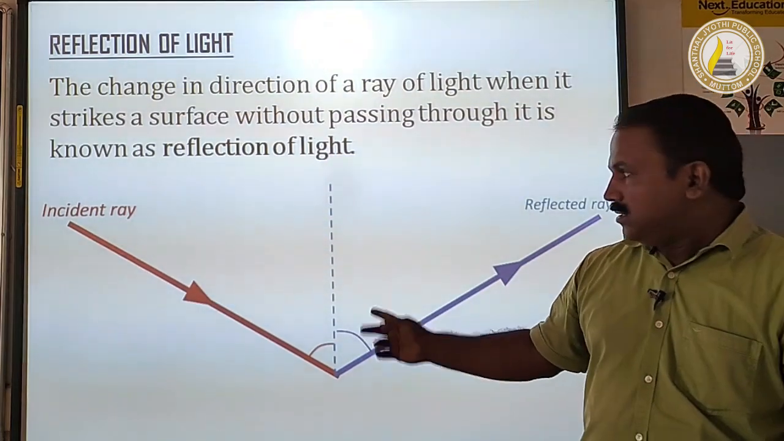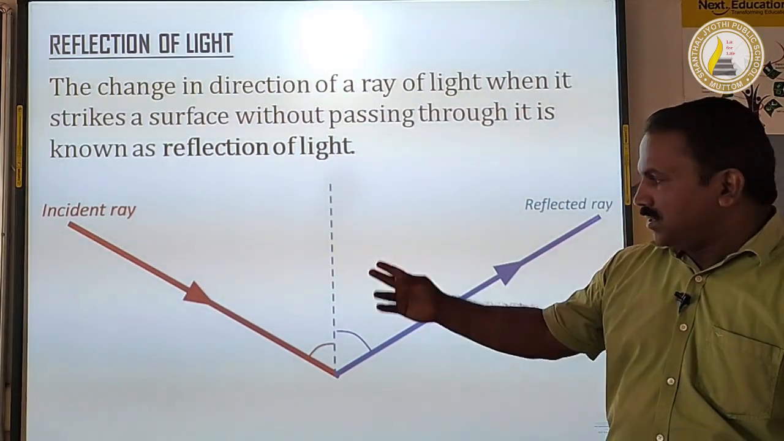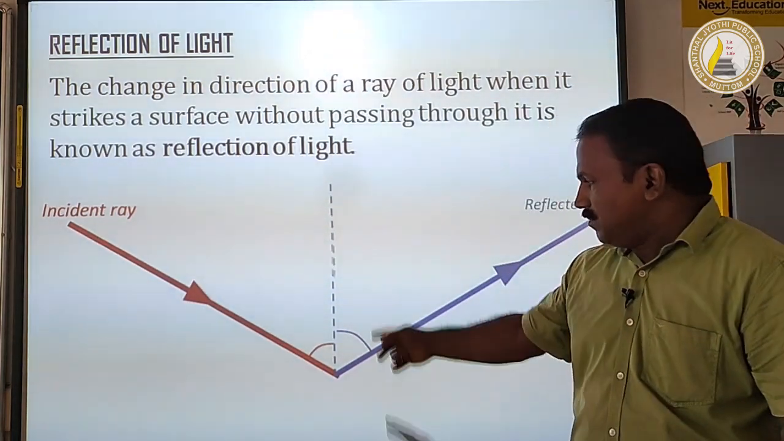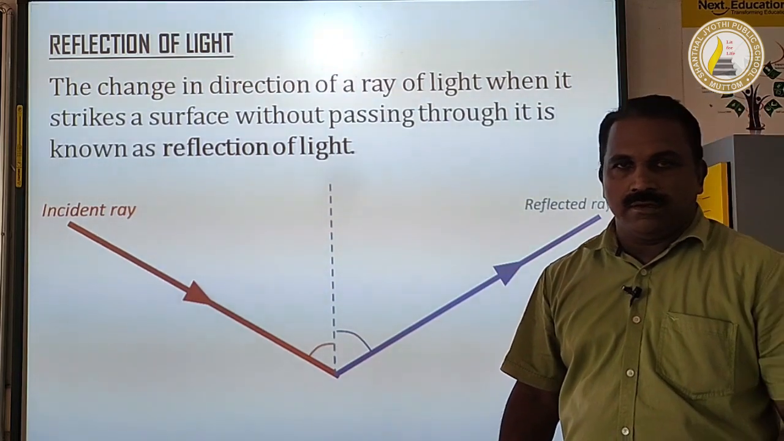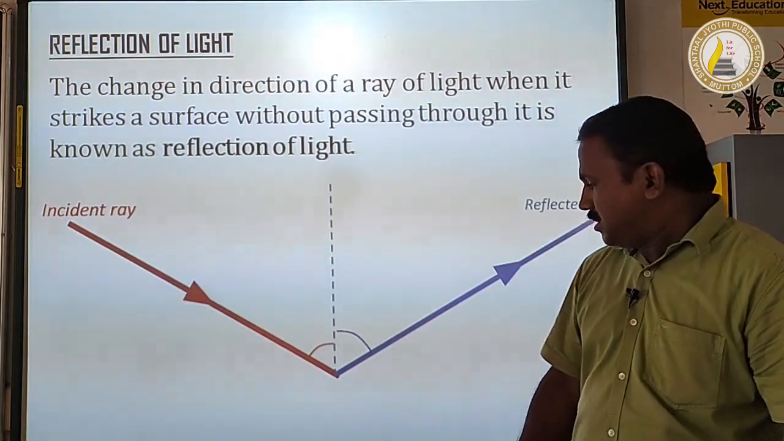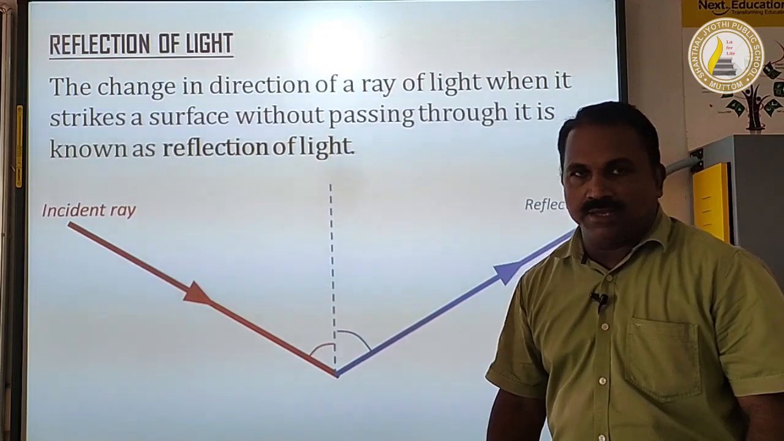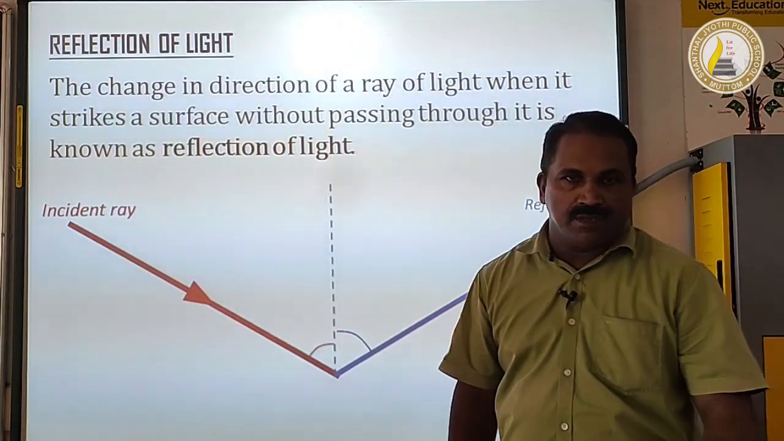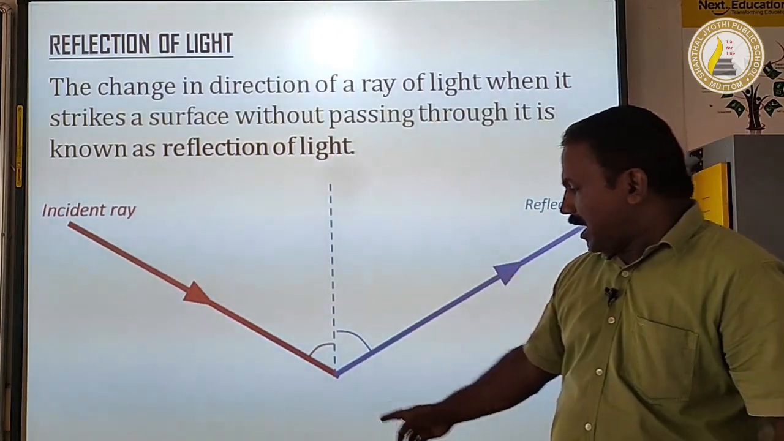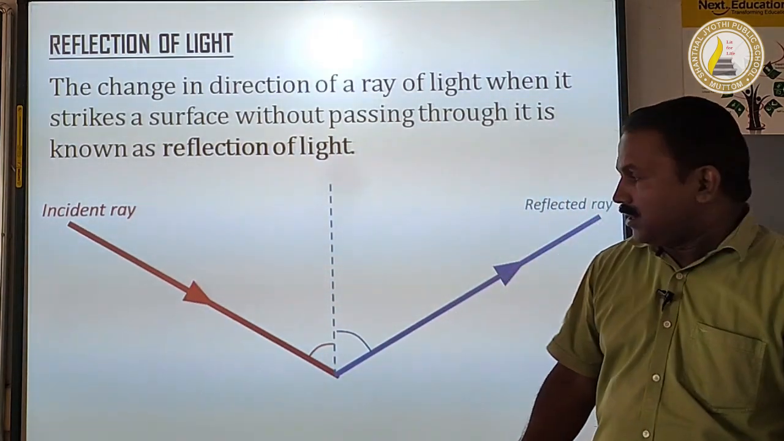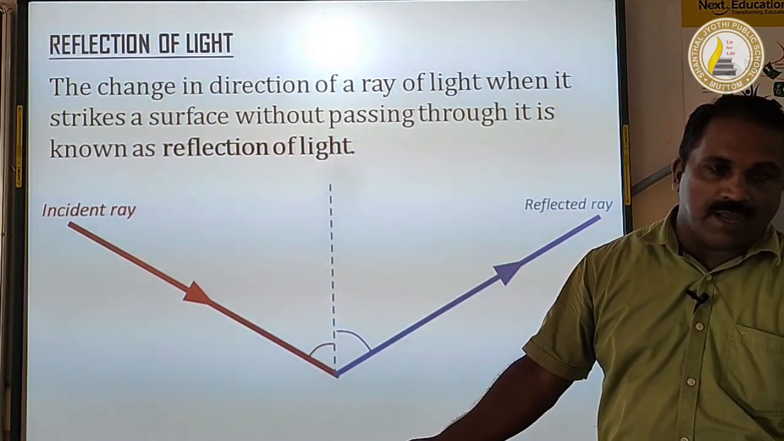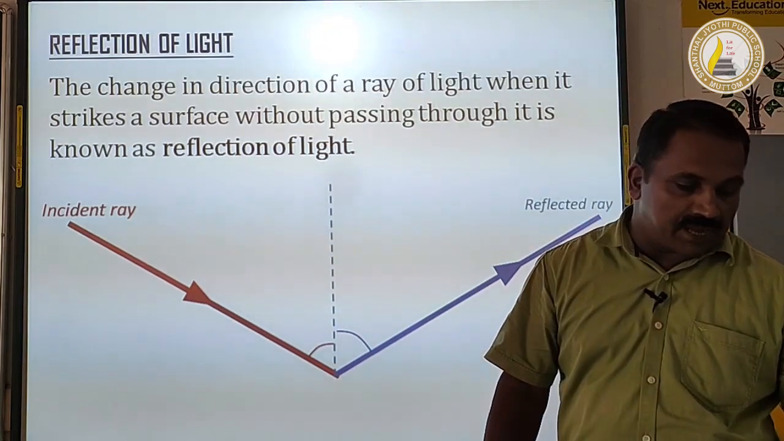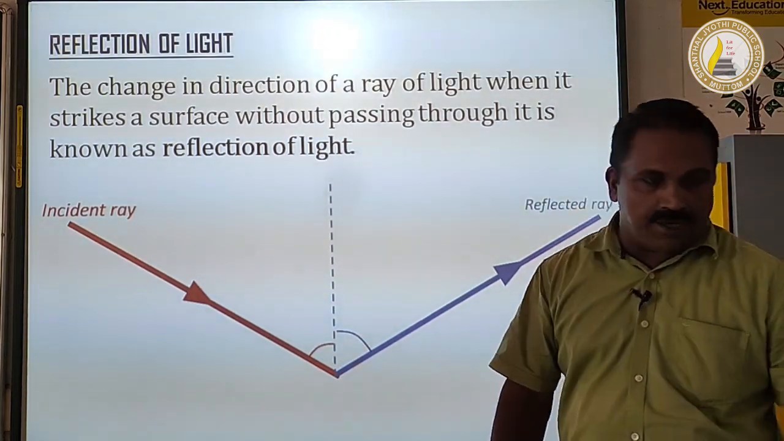The terms are incident ray. Incident ray means the light ray that comes from the source of light. Then normal means the 90-degree line with the smooth surface, and the reflected ray means the light ray going away from the smooth surface. So here you can see two angles, the angle of incidence and the angle of reflection. The angle of incidence is the angle between the normal and the incident ray. The angle of reflection is the angle between the reflected ray and the normal.